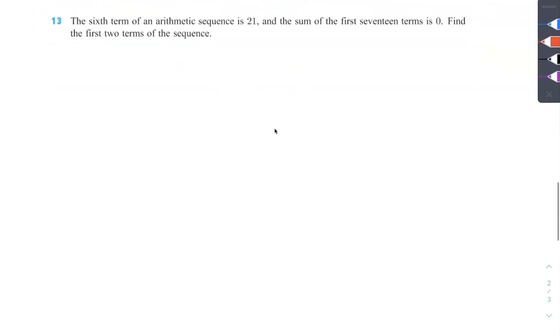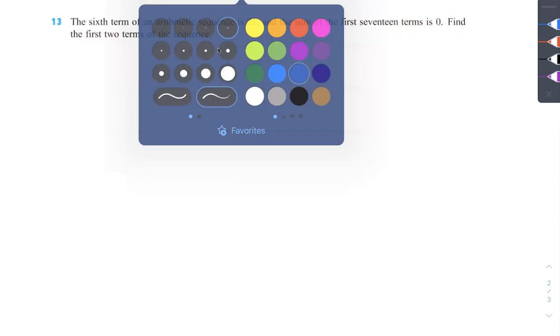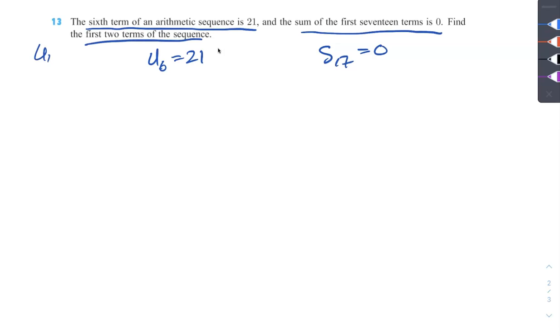Next one. The sixth term of an arithmetic sequence is 21. The sum of the first 17 terms is 0. Find the first two terms of the sequence. So again, let's write down what they want us to find. The sixth term of the arithmetic sequence is 21, so that means U6 equals 21. The sum of the first 17 terms, so that's S17 equals 0. Find the first two terms of the sequence. I want to find U1. I want to find U2.